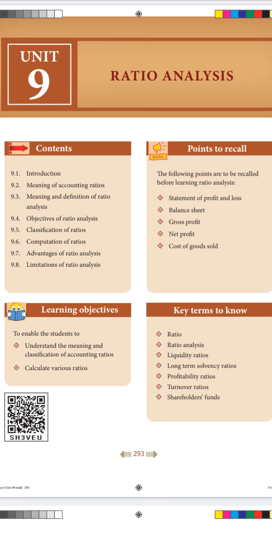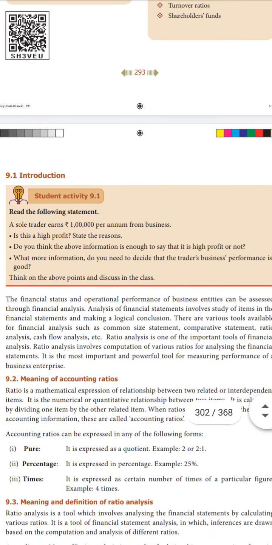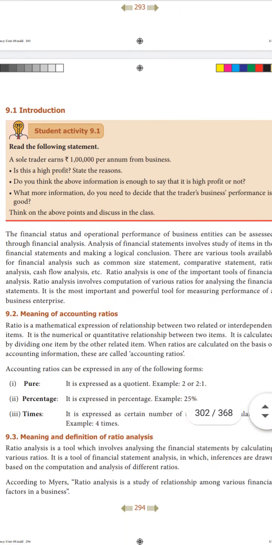Just to recollect, this has a connection with the previous chapter, that is the eighth chapter, financial statement analysis. Why I say so is, even here we'll be analyzing the financial statement, but using a different tool called ratio analysis, right? So moving on, let me give you the introduction part of ratio analysis.